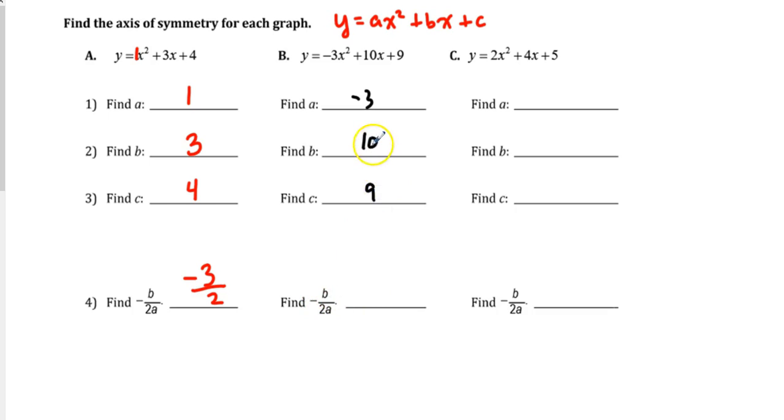Opposite of B over 2a, that can be simplified 5/3. Positive. Part C. Opposite of B over 2a.